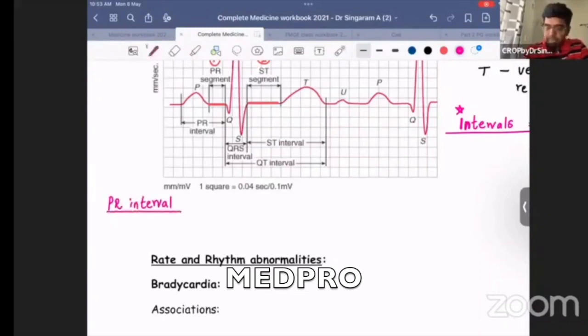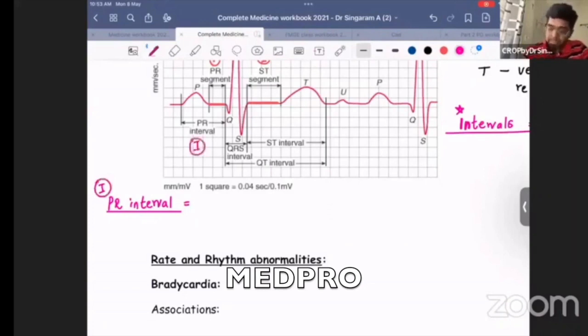Okay. PR interval. What is this PR interval? Can you see that in the image also? This is the PR interval. I'm writing here, Roman numerals like this. One is the PR interval.